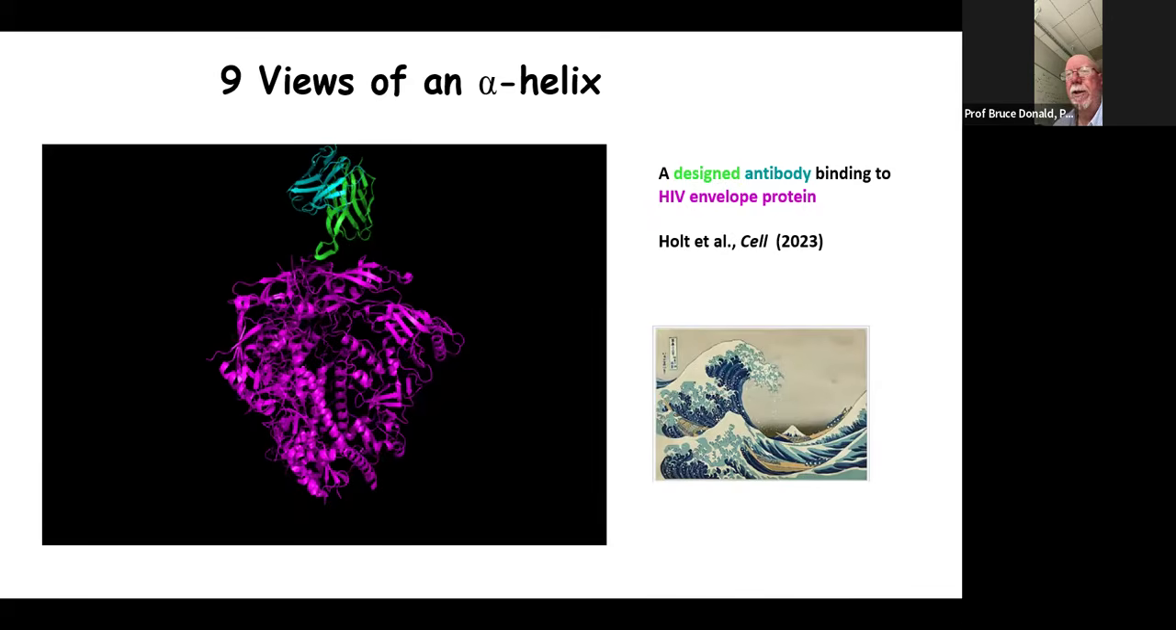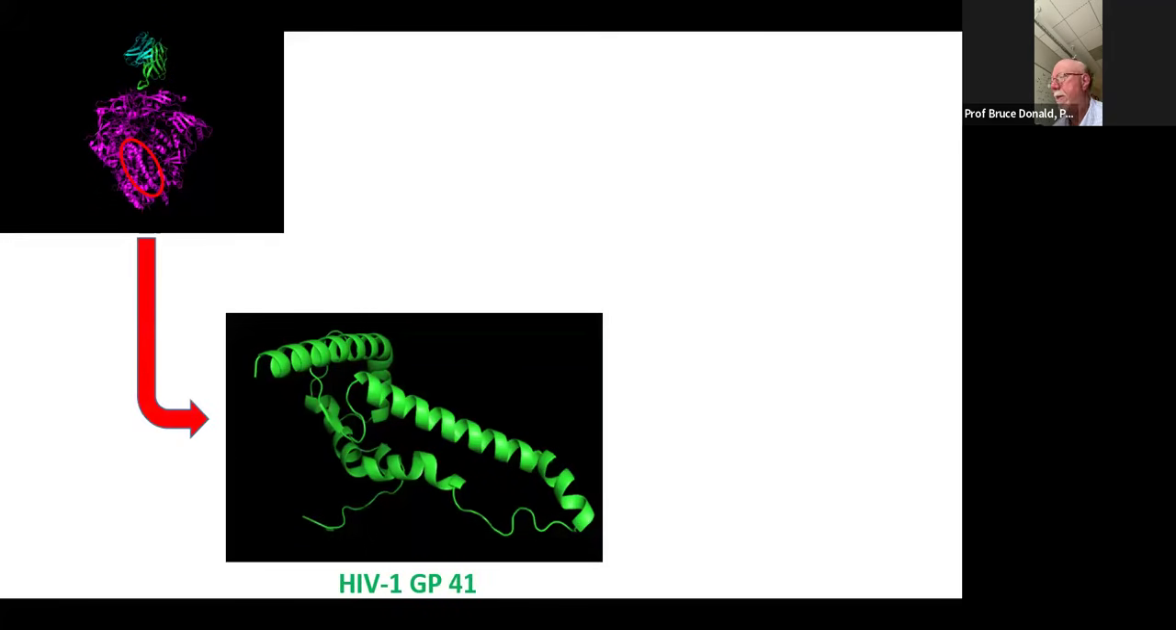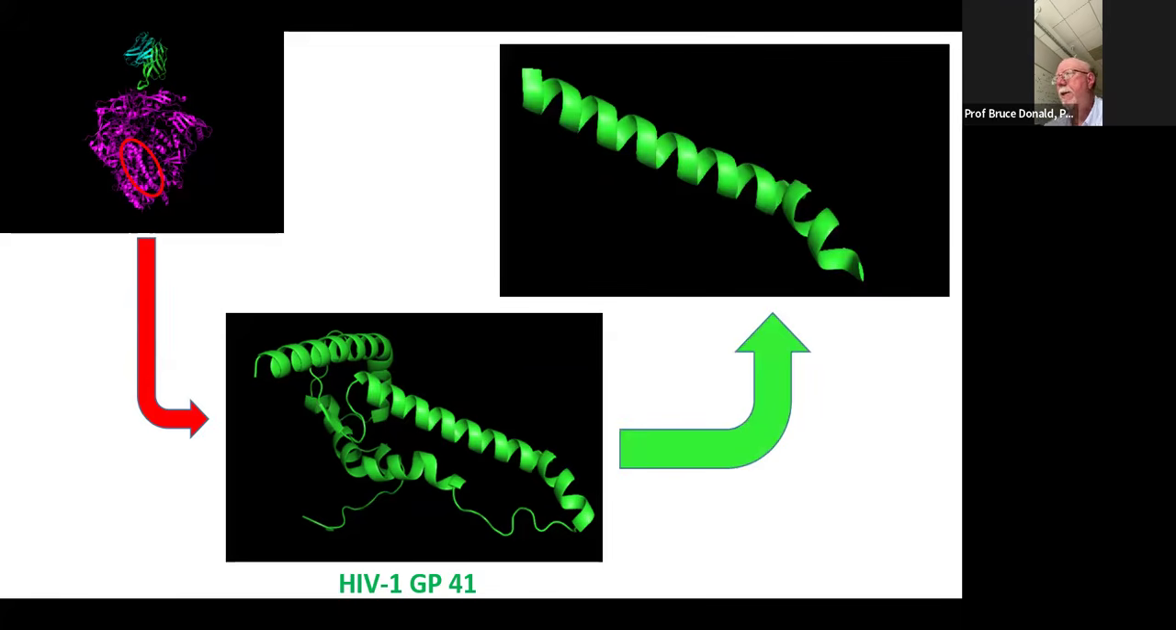So let's look at this structure, which is deposited. And I'm going to look at this structure here on the left-hand corner. And I'm going to look at a little tiny piece here like this, and pull it out so it looks like this. This is actually a protein called GP41 in HIV. And that's really complicated. So let's just look at a single helix.